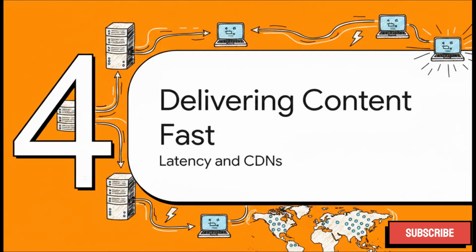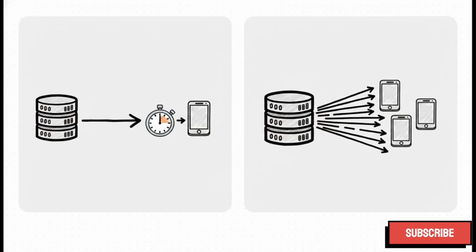So we've got our data storage figured out, but that's only half the battle. How do we get a photo from our servers to someone's phone on the other side of the world in the blink of an eye? Because let's be real, in the app world, slow is the new broken. When we talk about speed, we're really juggling two different things: latency and throughput. Think of it like a highway.